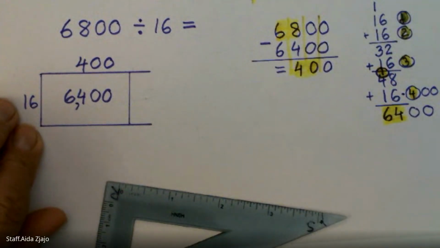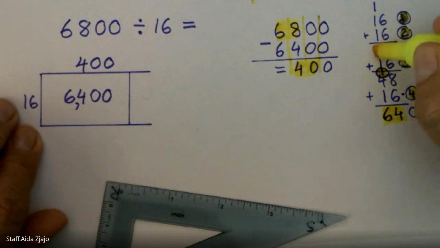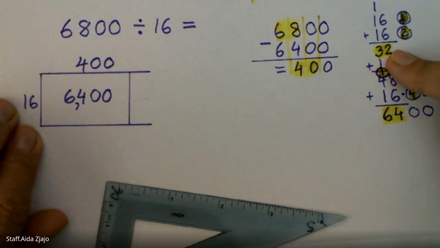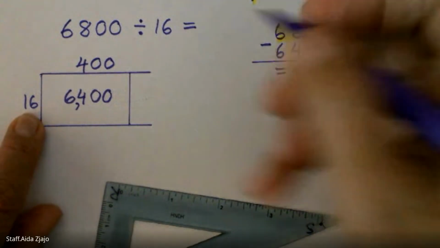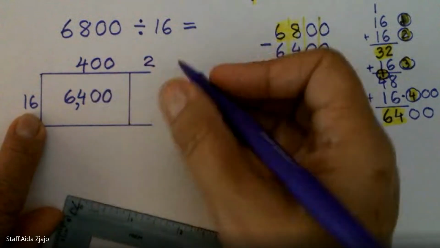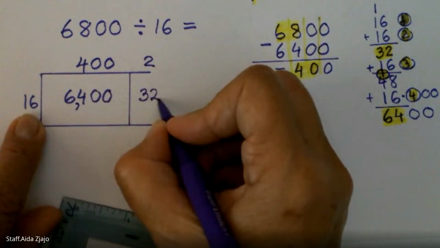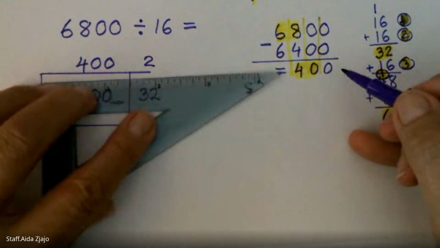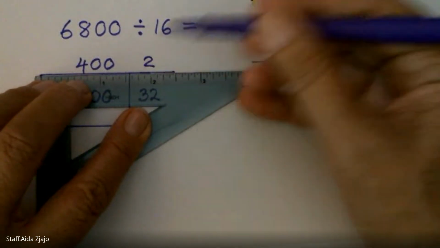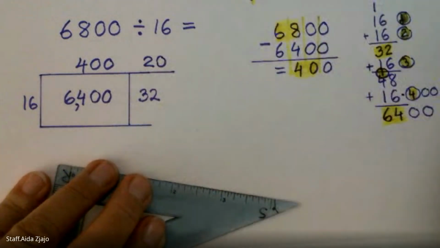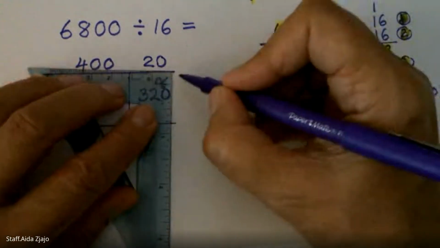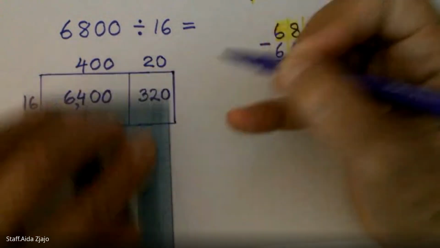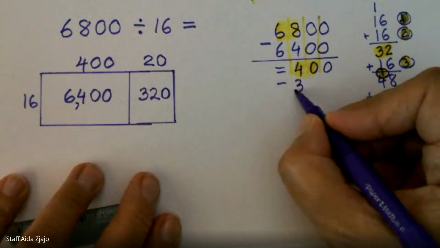So I look back there and I can see there is 48 here, so I have to stop at 32. That means only two 16s are in 40. 2 times 16 is 32, but I need it to be in 100s, so it has to be 320. 16 times 20 makes 320. So now when I close that, I shared 320.